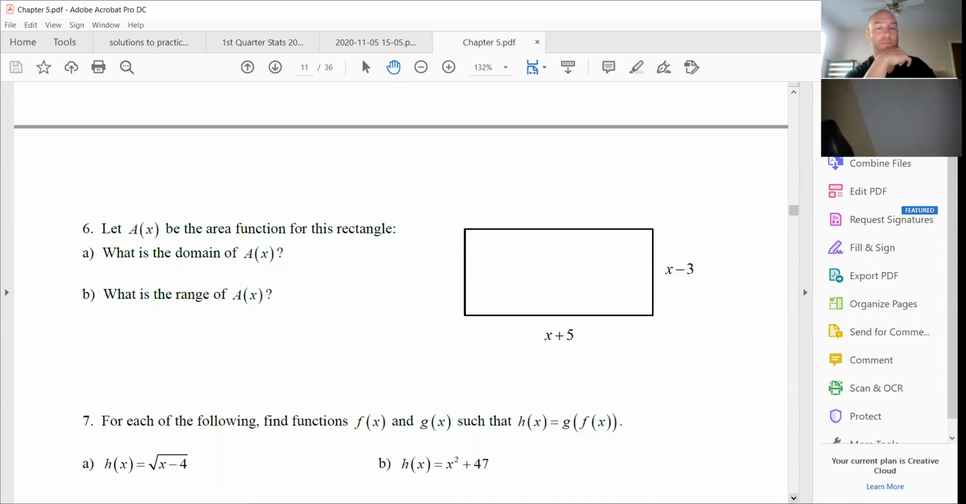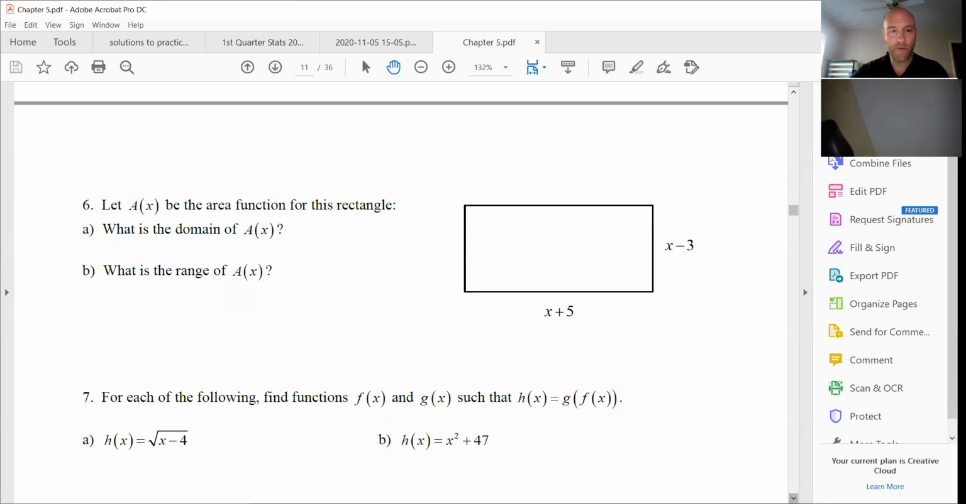Domain and range are sometimes not just defined mathematically per se, but sometimes by the situation. Like here, x minus 3, if someone just said, hey, what's the domain of x minus 3? I'd say all real numbers. But if x minus 3 is representing the side of a rectangle, well, all of a sudden, x has to be greater than 3.